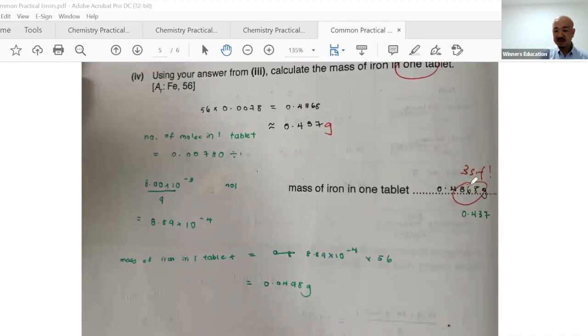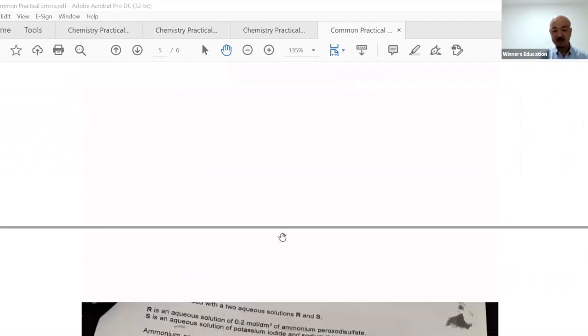Significant figures. How many? 3. She wrote 4. Okay? She lost the mark. She did all the experiment and she lost all the marks. Well done. He or she, this one. Probably still she. Everything so nice.